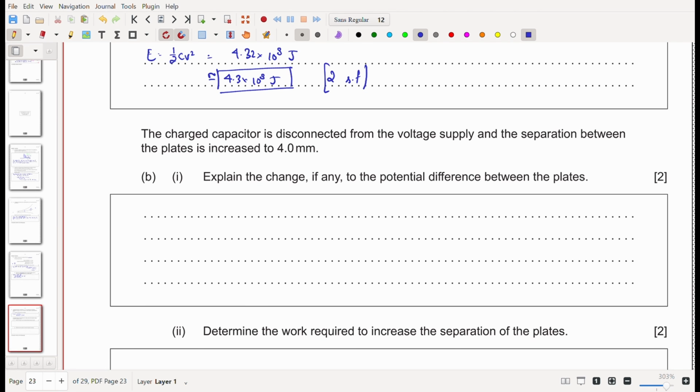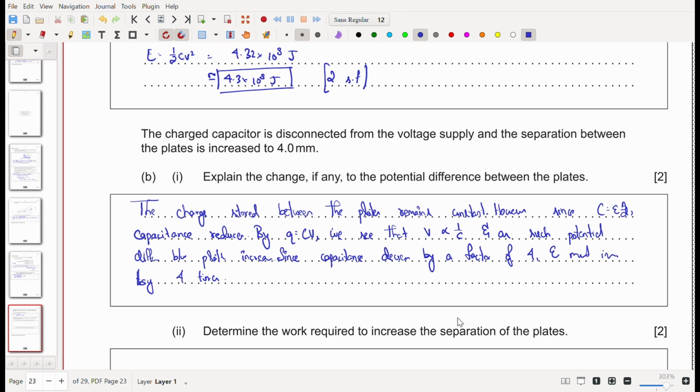B part 1. The charged capacitor is disconnected from the voltage supply, and the separation between the plates is increased to 4 millimeters. Explain the change, if any, to the potential difference between the plates. As always, I've written it out, and let's go ahead and discuss the main points.